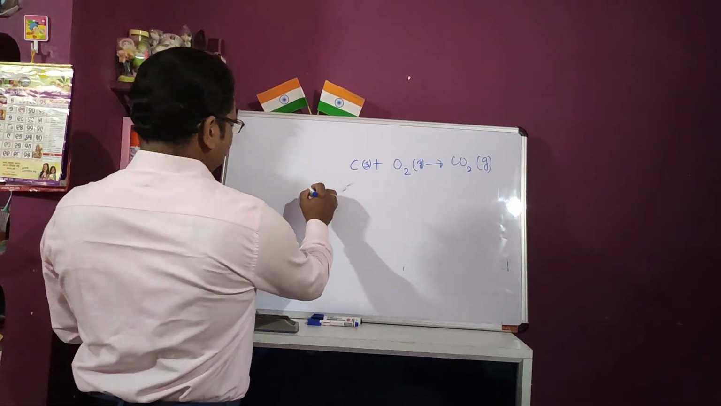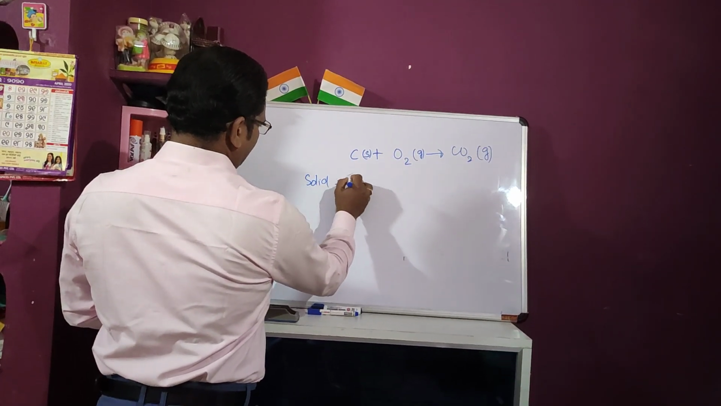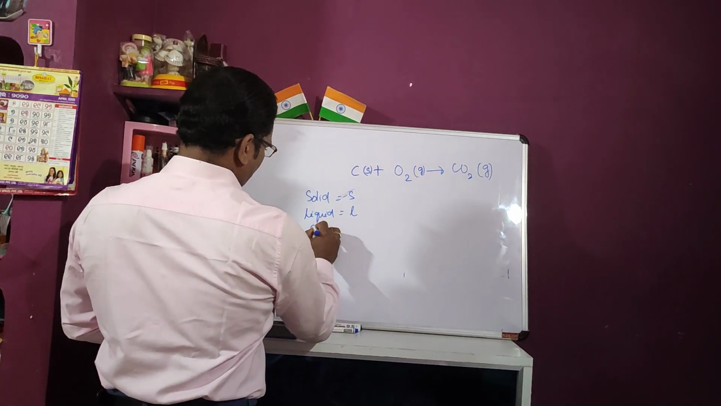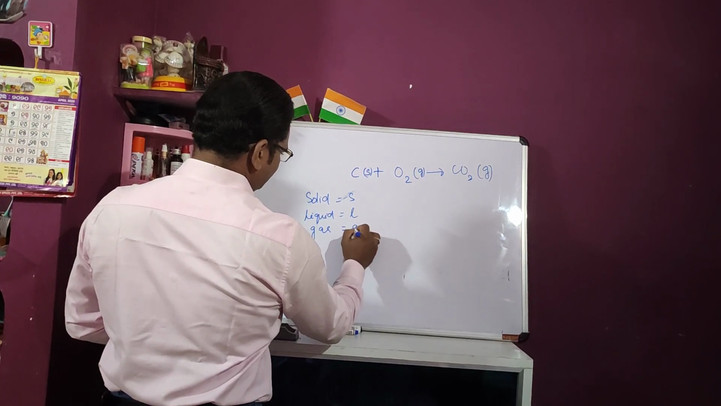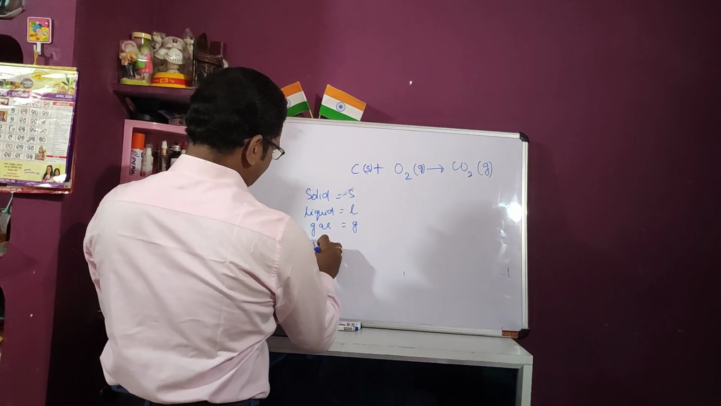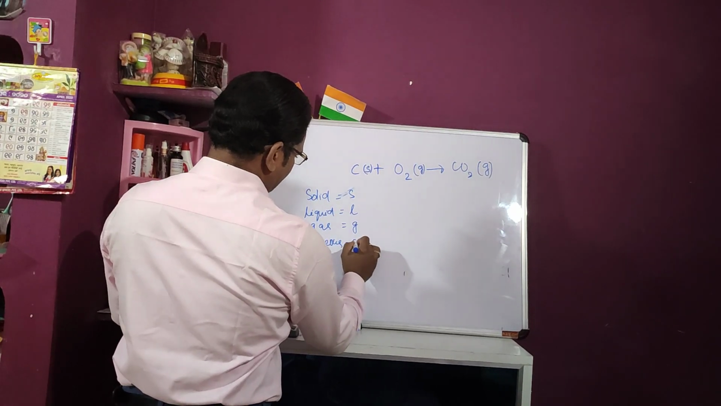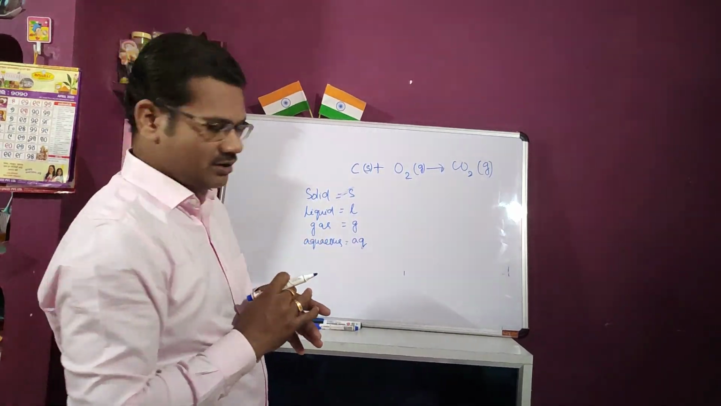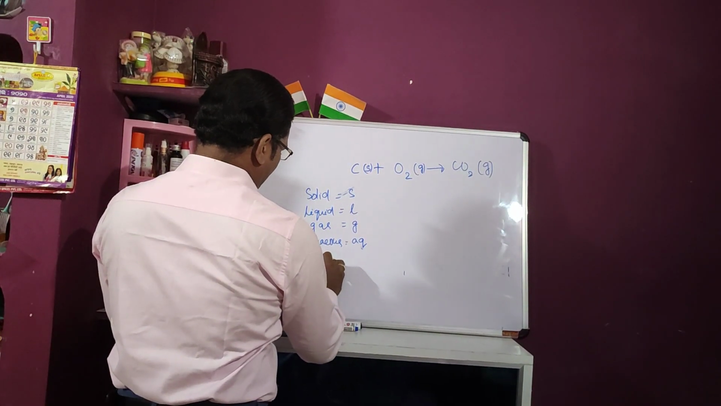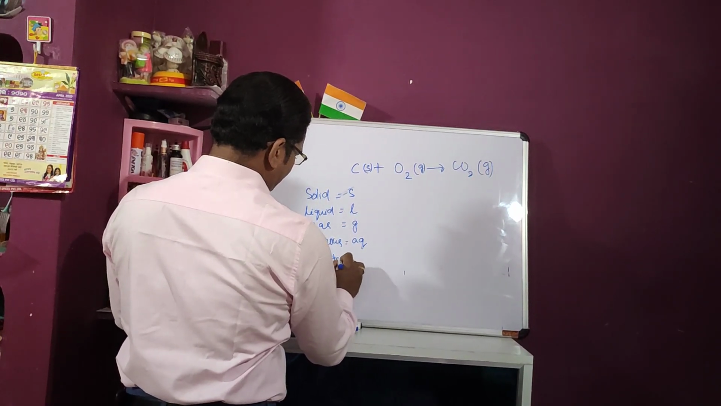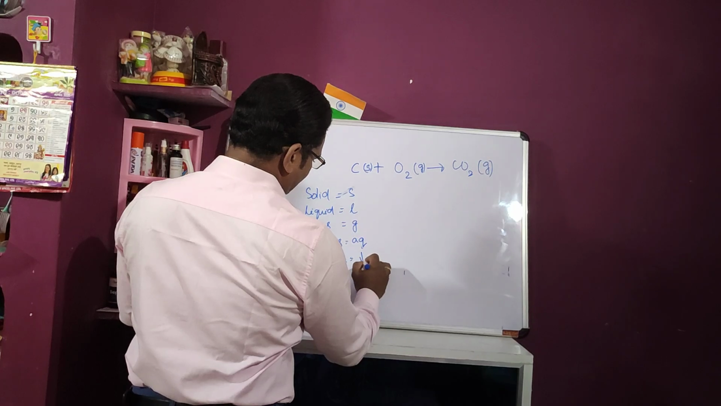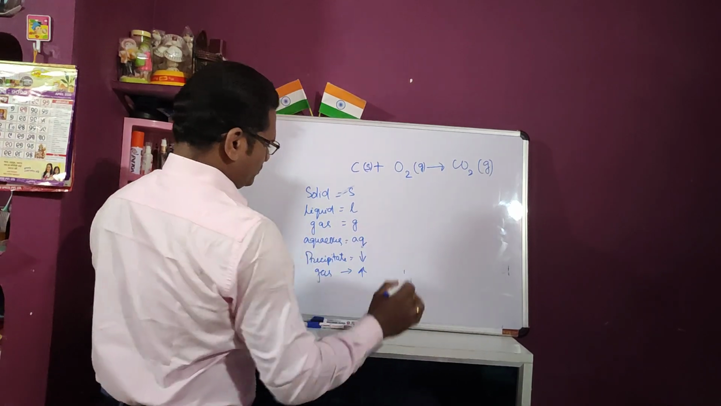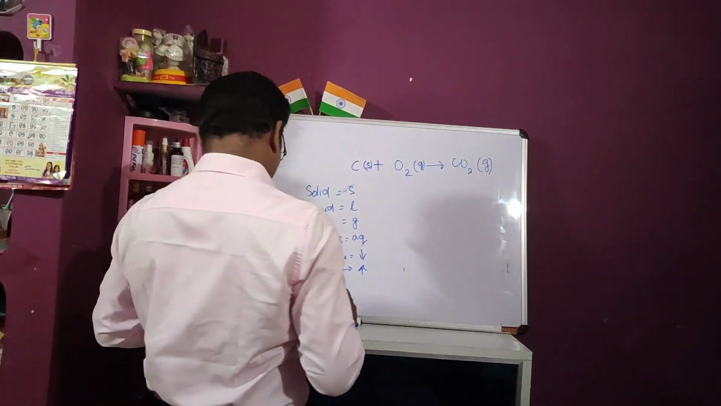So if it is solid, I will write S. If it is liquid, I will write L. If it is gas, I shall write G. If it is aqueous, I shall write aq. Aqueous means it will be in solution form. Then if a precipitate is obtained, I shall give a down arrow, and if there is evolution of gas, I shall give an upward arrow. Okay, let's take another example.